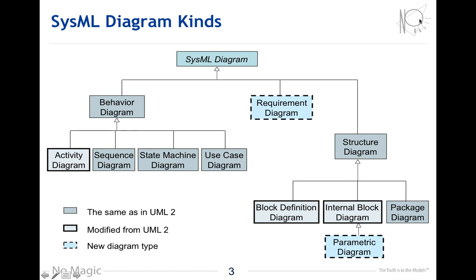We should take a quick look into what kind of diagrams are offered by SysML. SysML offers three major types of diagrams, which are structural diagrams, behavioral diagrams, and the requirement diagram. In this picture, you also see annotation which shows which diagrams are similar as in UML and which diagrams are new. They were not included in UML 2, and some of them are modified.